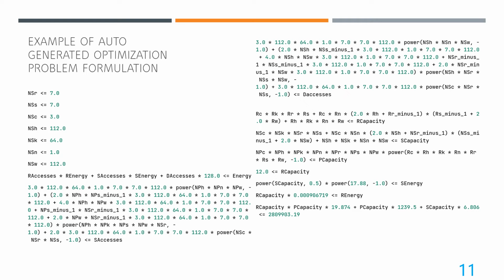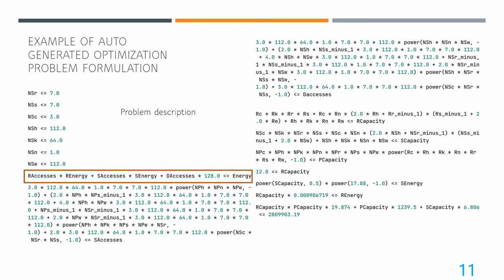This slide shows an example of an auto-generated optimization problem formulation. The audience is not required to understand all of the details in this formulation. We are just showing this as an example. This set of constraints defines problem sizes. In this case, we are dealing with an output tensor of size 112 by 112 in height and width and 64 channels. The weight tensor is of size 7 by 7.